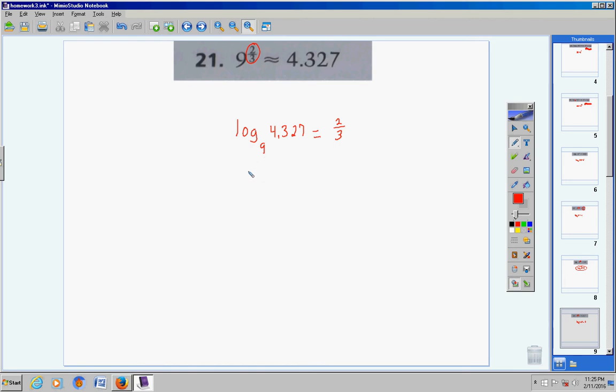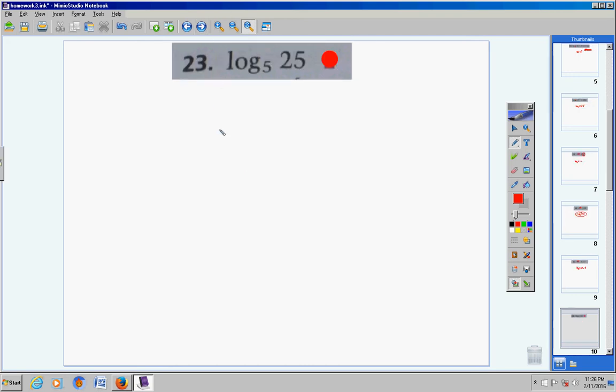So those first 8 problems were nice quick review problems helping you practice writing expressions from exponential to logarithmic and from logarithmic to exponential. Okay? Now let's move on to numbers 23 through 34, and let's solve these logarithms without using a calculator.